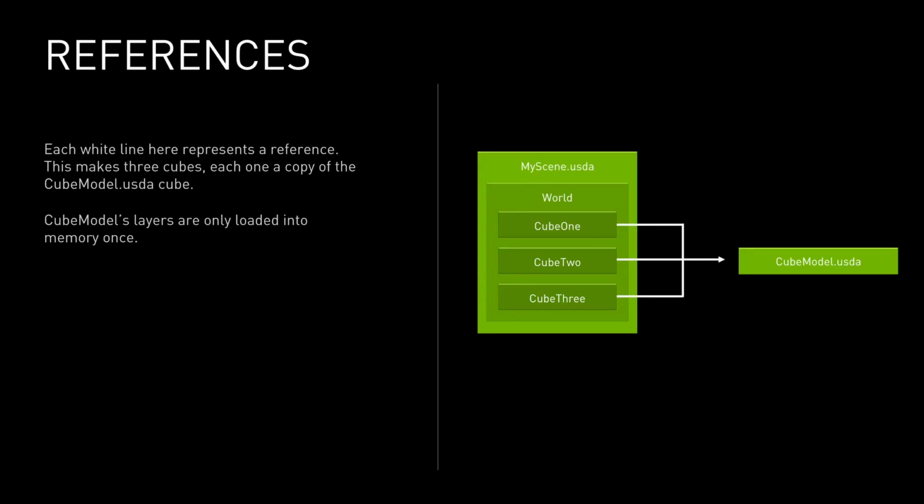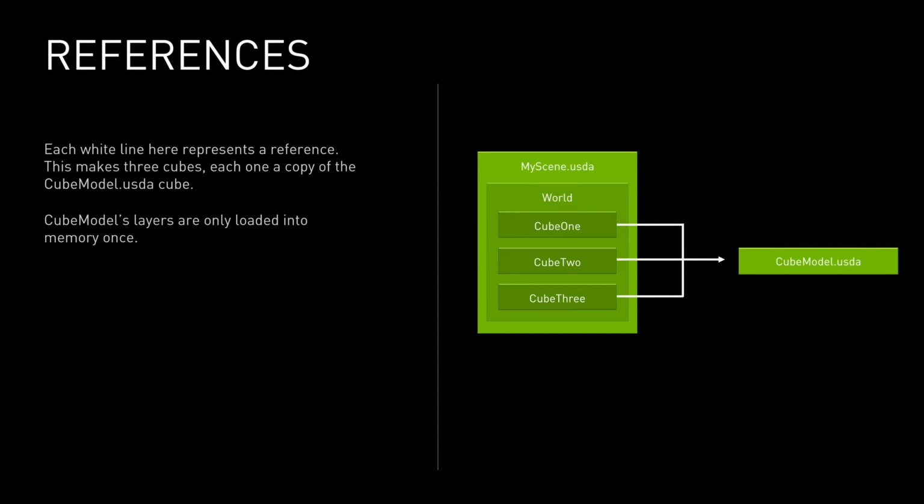So let's say I want to create a scene with a collection of models. For our purposes, we'll make a scene with 3 of our cube models in it. One way to do that in USD is to use references. Here, I've created 3 cubes called cube 1, 2, and 3, and each one is referencing the cube_model.usda file we created on the previous slides.